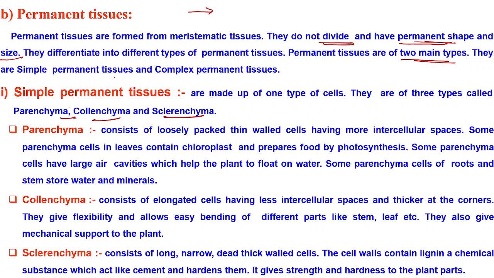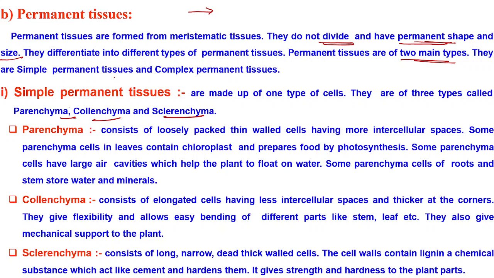Last one is the sclerenchyma. It consists of long, narrow, dead, thick-walled cells. The cell wall contains lignin, a chemical substance which acts like cement and hardens them. It gives strength and hardness to your plant.